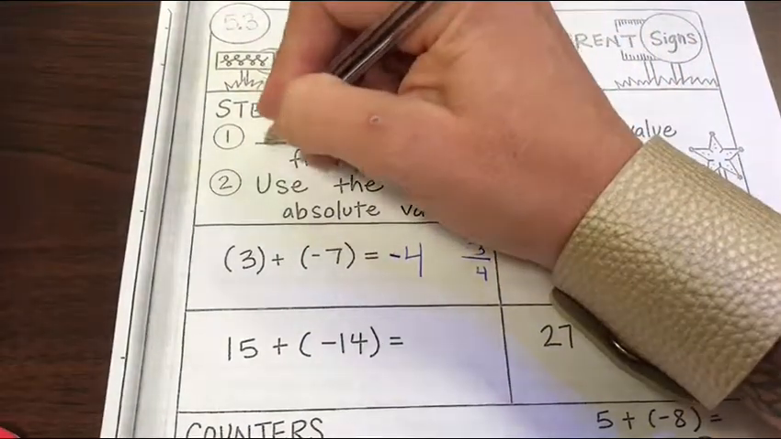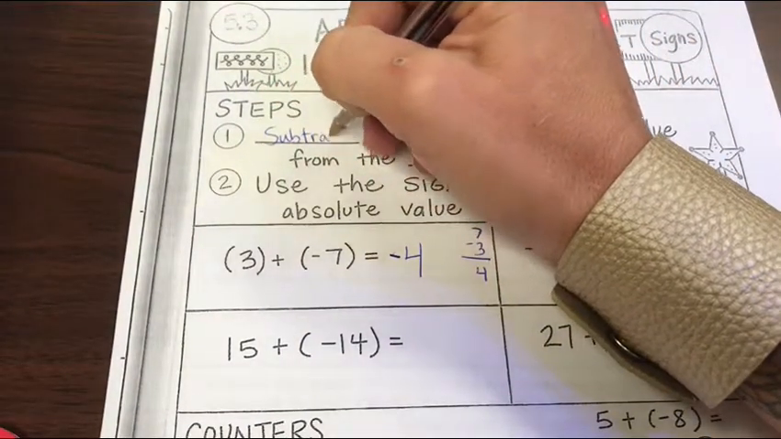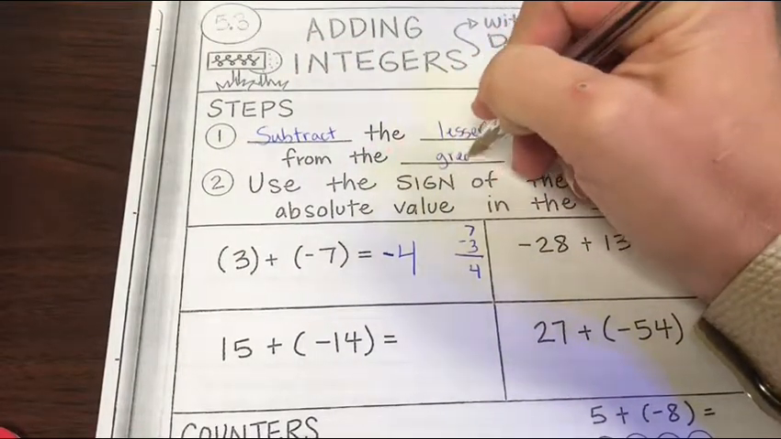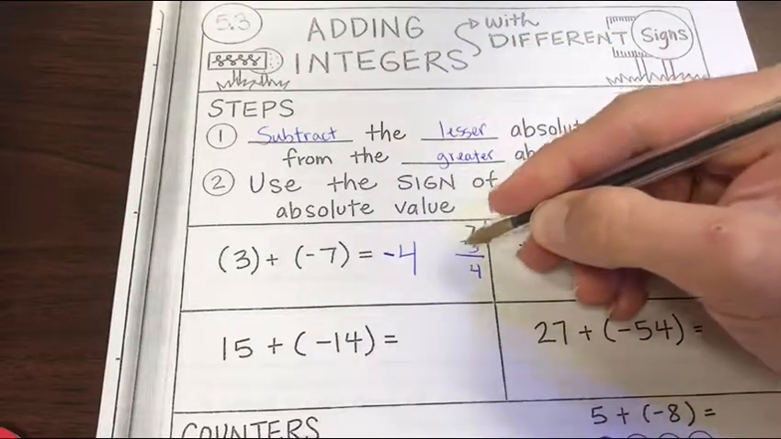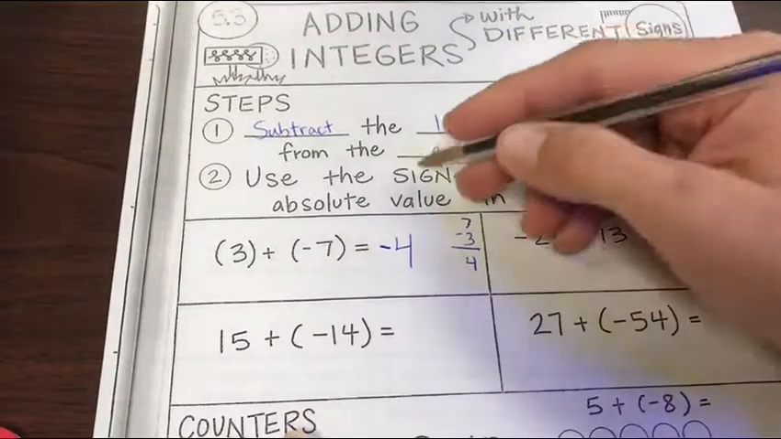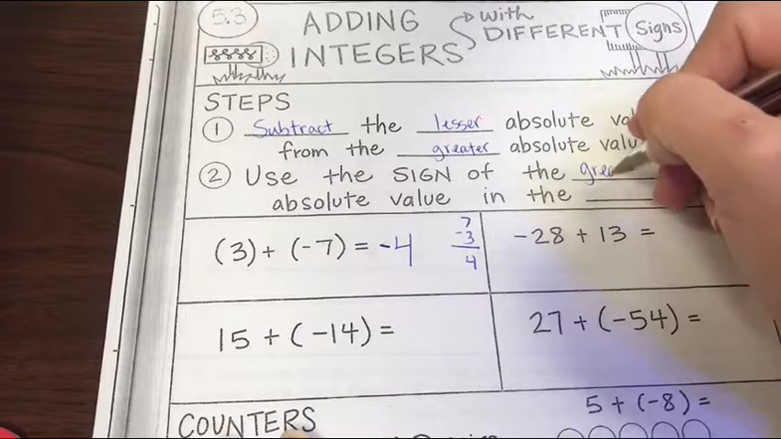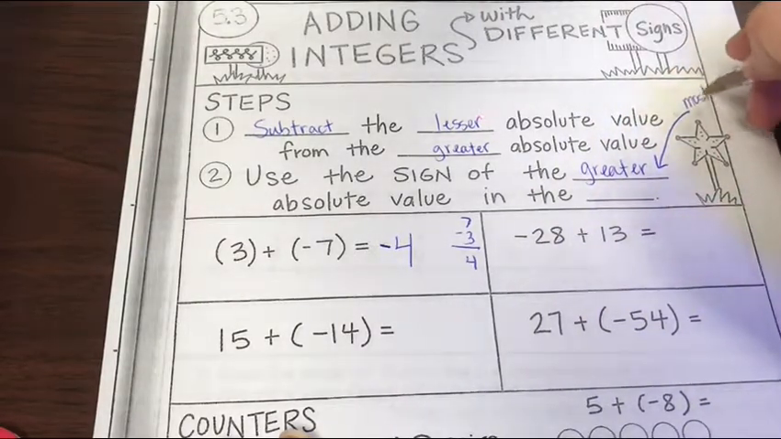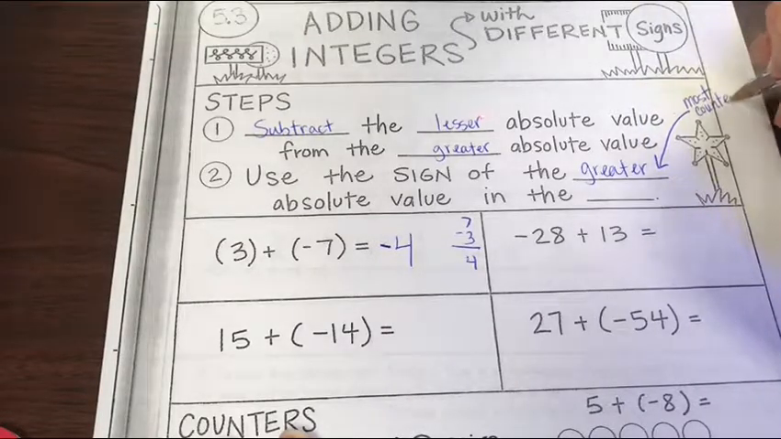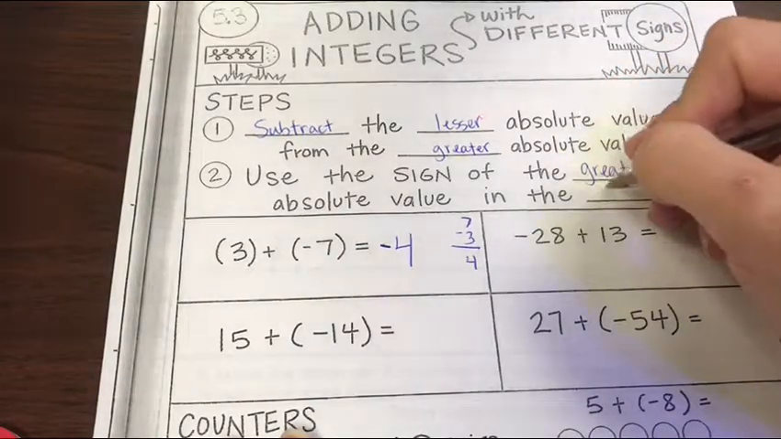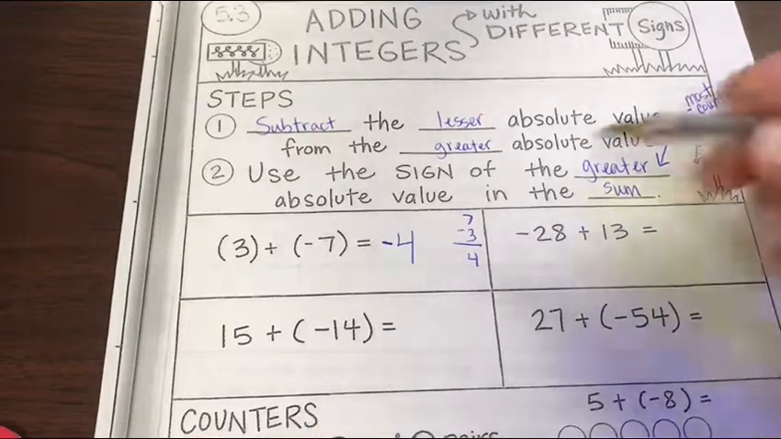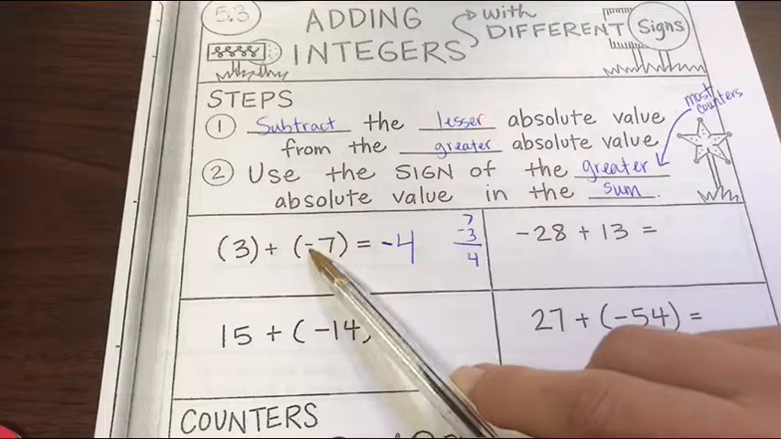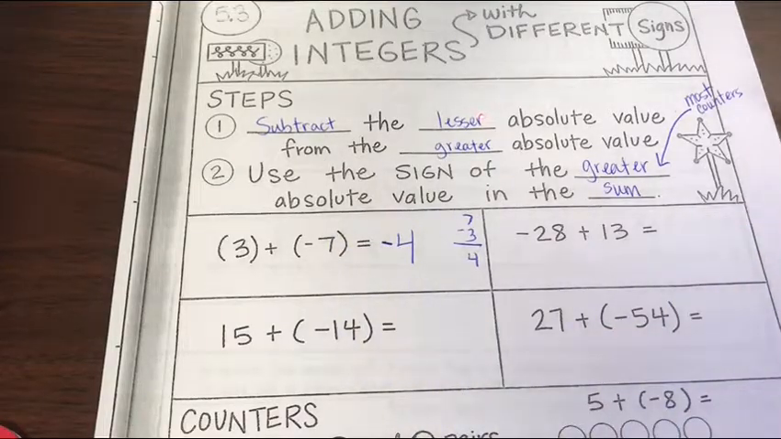So that's why you subtract when your signs are different. Okay, so we're going to start up here. You're going to subtract the lesser absolute value from the greater absolute value. That just means, just like this, 7 minus 3 equals 4. And we're going to use the sign of the greater absolute value, which is the one that has the most counters. So, like this one, this had the greater absolute value. It had the most counters, so that's why there's a negative sign in the answer.